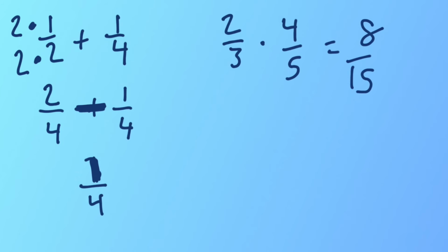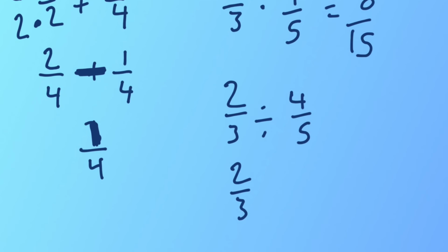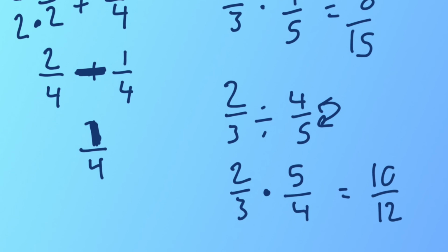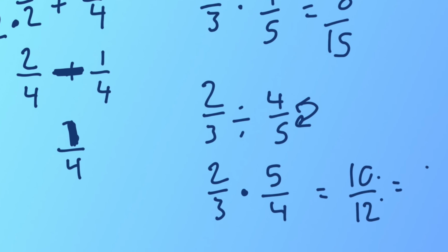One extra step with dividing, if it was 2/3 divided by 4/5, you can change the division to a multiplication and then find the reciprocal of your second fraction. So flip that second fraction, and then you'll get 10/12, which you can divide both by 2, so that's 5/6.